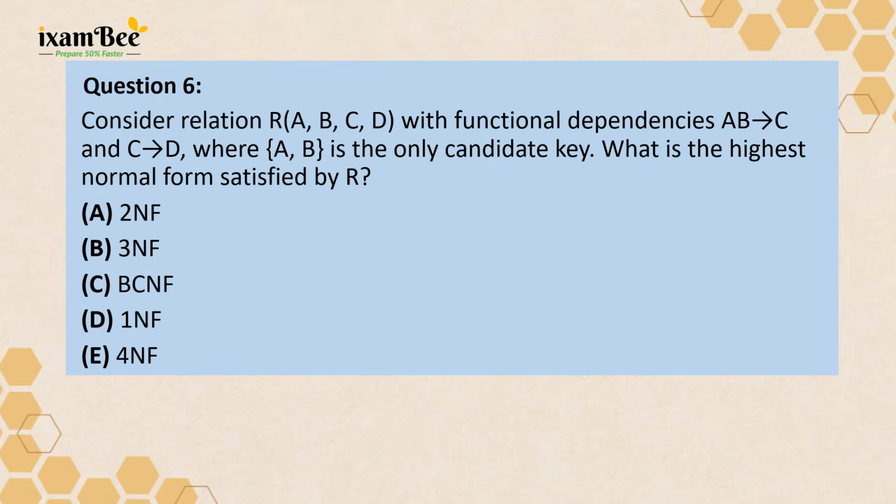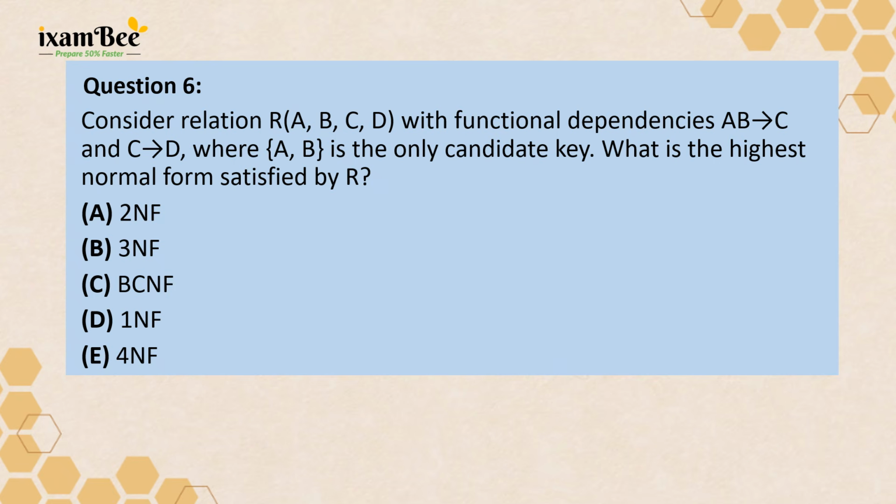Now let us look at this question. Consider relation R(A, B, C, D) with functional dependencies AB to C and CD to E, where A and B is the only candidate key. What is the highest normal form satisfied by R? The candidate key here is the composite key AB. Let's check for partial dependencies first.